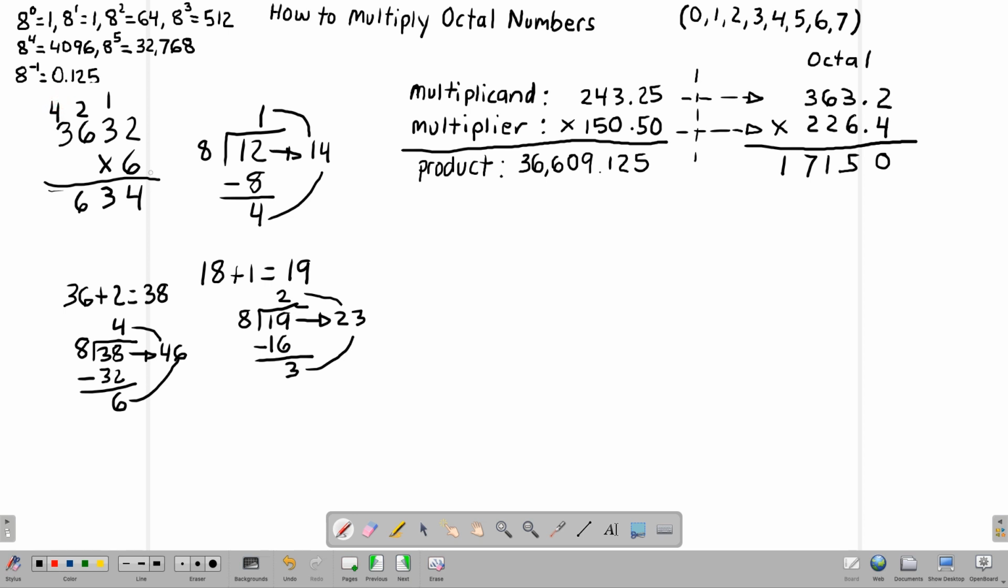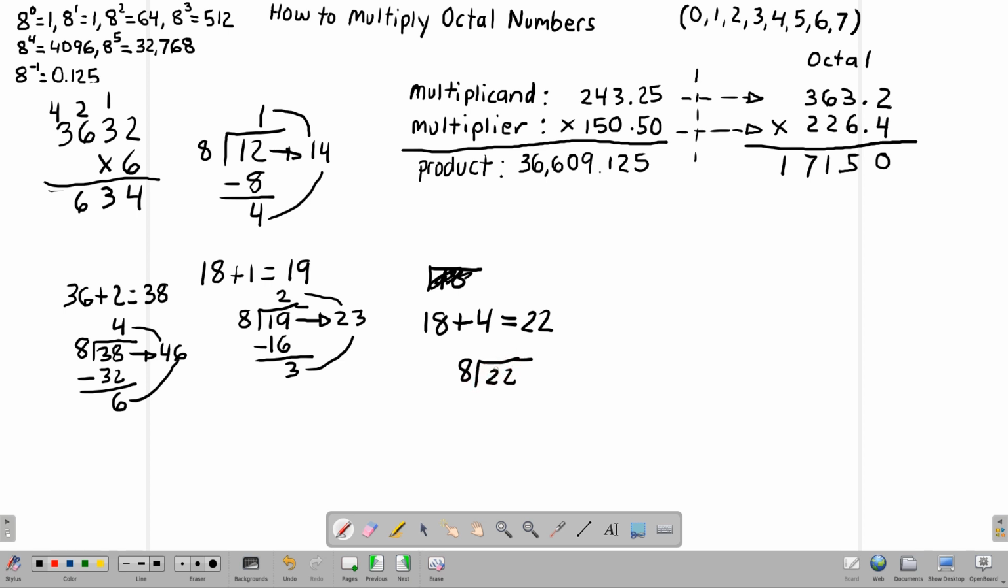And then our next computation is 6 times 3, which is the value 18. But we have to add the carry, which is a value of 4. So we have 18 and 4 equals 22. So we have to convert that into octal.